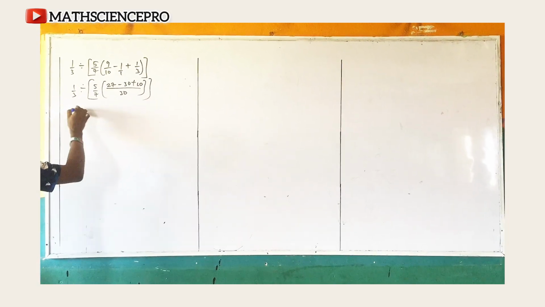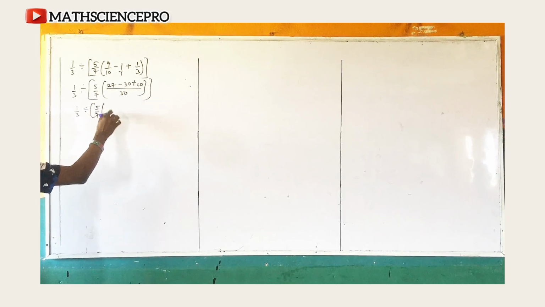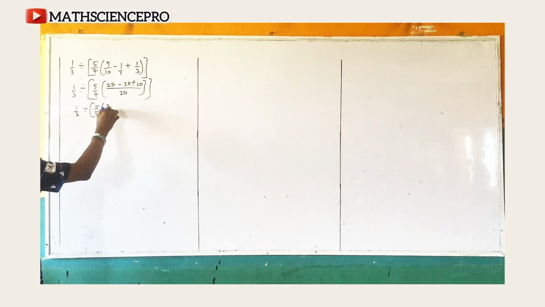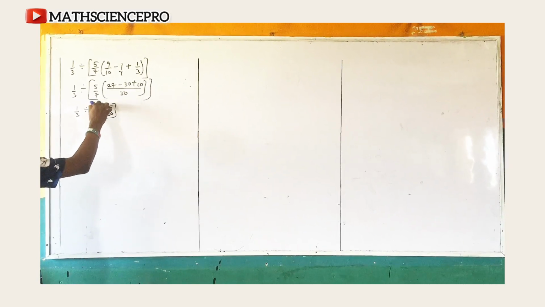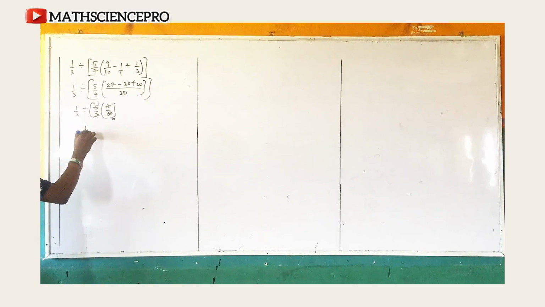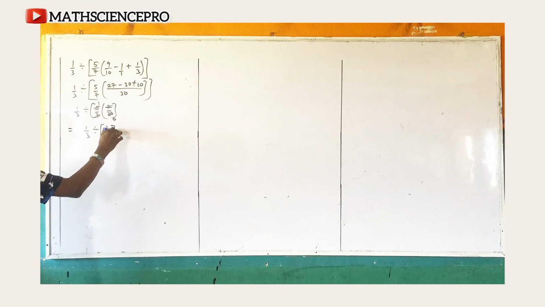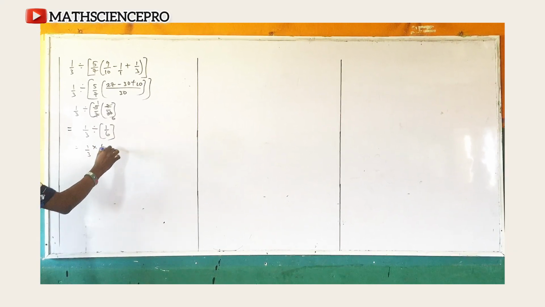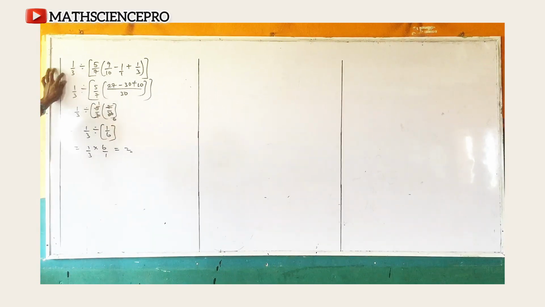So trying to simplify this, you have 5 over 7, open the bracket, 27 minus 30 plus 10, that's 7 over 30. So 7 has cancelled this 7, 5 here, 1, 5 here, 6. So I'm having it equals 1 over 3 divided by 1 over 6. So that's 1 over 3 multiplied by 6 over 1, which equals 2. So the final result for this is 2.